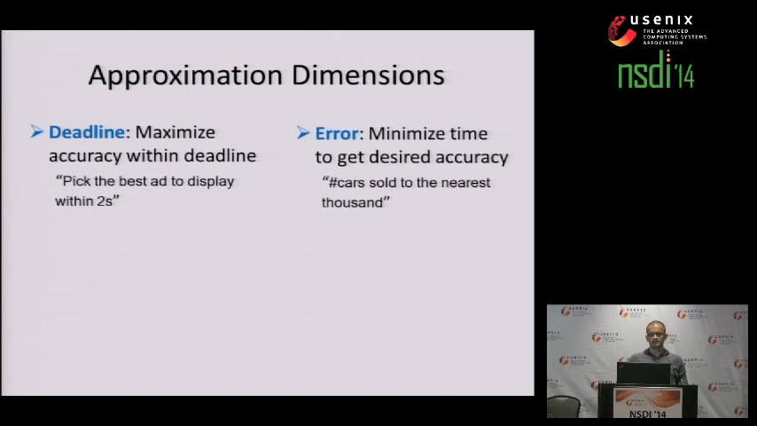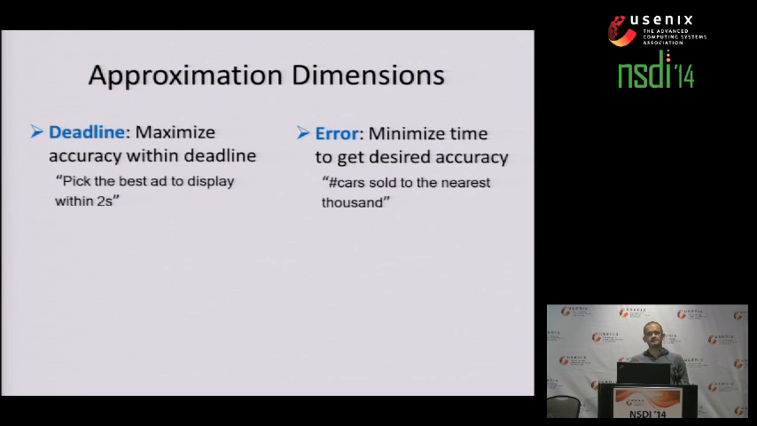On the other side, you could explore it in terms of error, which is to say that I need a result of a certain accuracy or a certain error bound. Minimize the time taken to provide this result. I don't care about the exact number of cars sold, but something to the nearest 1,000, nearest 10,000, for example.